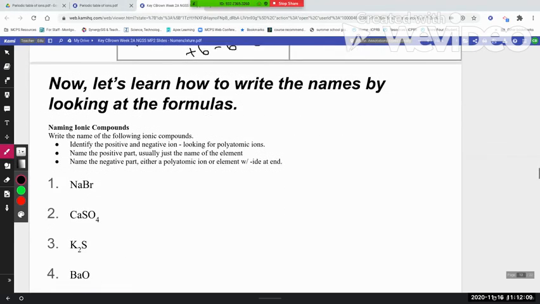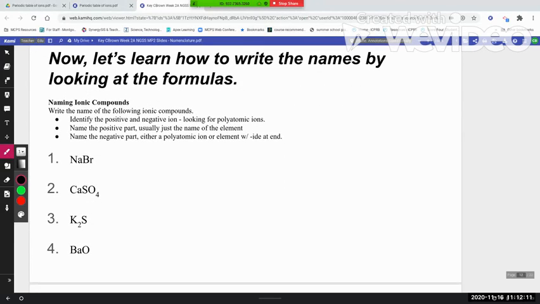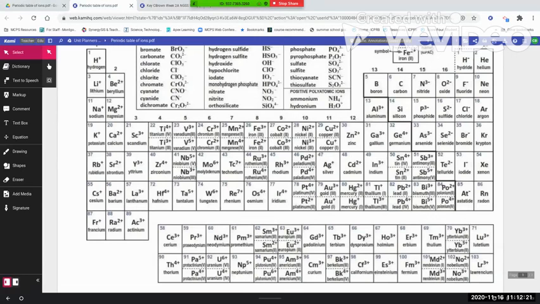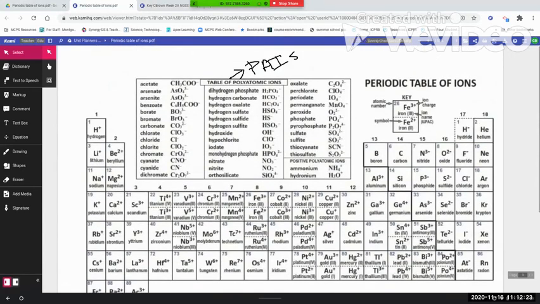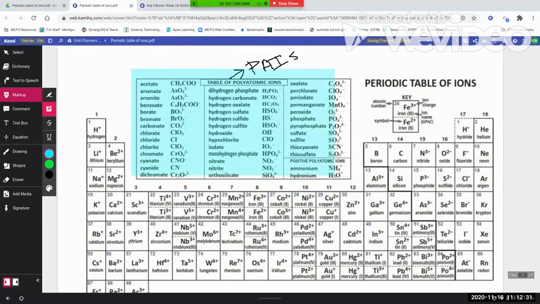So on the next slide, we're going to go backwards. So essentially, you always identify the positive and negative ion, and look for polyatomic ions. So remember, polyatomic ions are here. Okay. You need to highlight that box. Polyatomic ions are there. Okay.